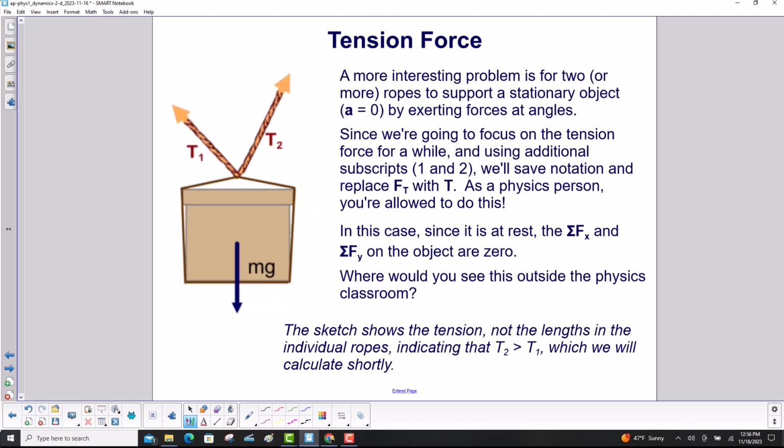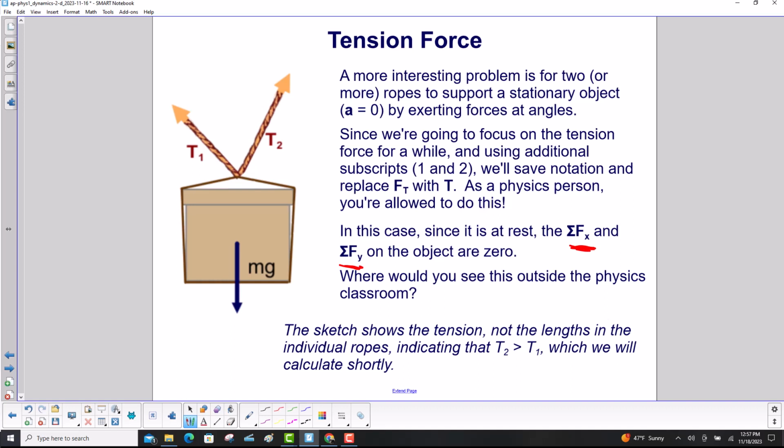A more interesting problem is for two or more ropes to support a stationary object, which means a equals 0, by exerting forces at angles. Since we're going to focus on the tension force for a while, and using additional subscripts 1 and 2, we'll save notation and replace F sub t with T. As a physics person, you're allowed to do this. In this case, since it is at rest, the sum of the forces in the x direction and the y direction on the object are 0.